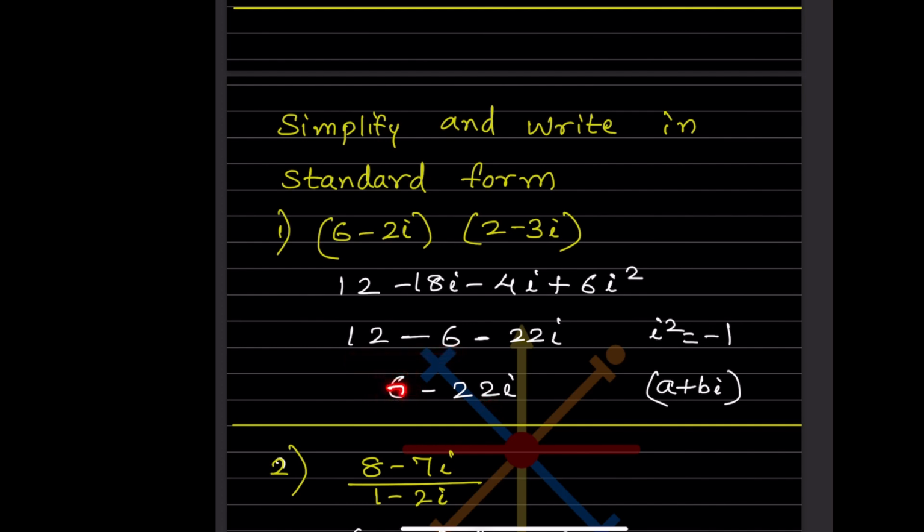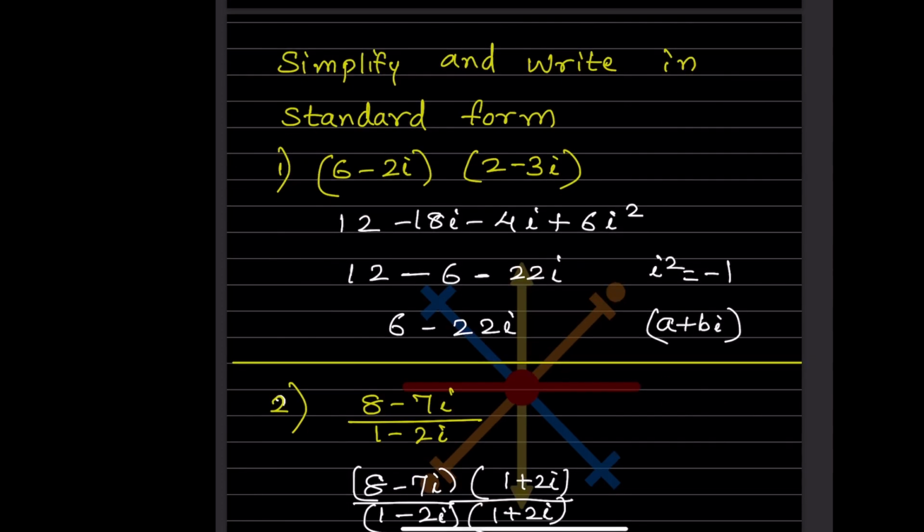So why did I write here 6 and then minus? Because that is the standard form. It should be in the form of a plus bi. So this is a and this is bi. So it should be written in this way.